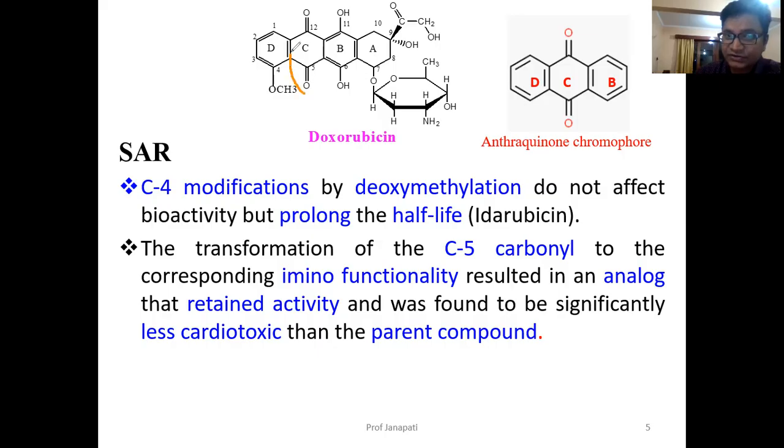So these functional groups, especially these two keto groups which are at the 5th position and 12th position, are responsible for generation of free radicals. You will learn about them in the coming slide. So if you remove them, it is causing less cardiotoxic effect.